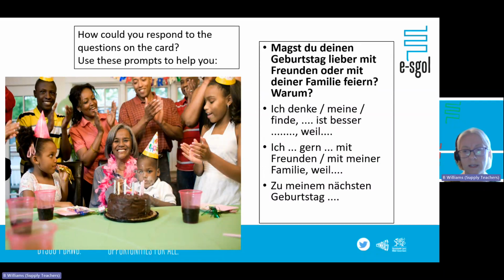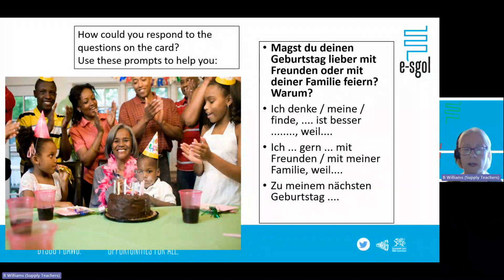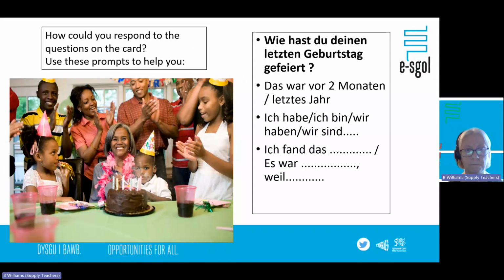And then some of the questions, let's see how you could go about beginning your answers and then adding your detail. So ich denke, ich meine, ich finde, something ist besser, weil. Always remember your weil clauses, and remember that the verb goes to the end of the sentence or to the end of the clause. What do you enjoy doing? So ich something gerne, mit Freunden, mit meiner Familie, again, weil. And then what are you going to do for your next birthday? So the future tense. So zu meinem nächsten Geburtstag, what are you going to do? So that's the future coming into play there.